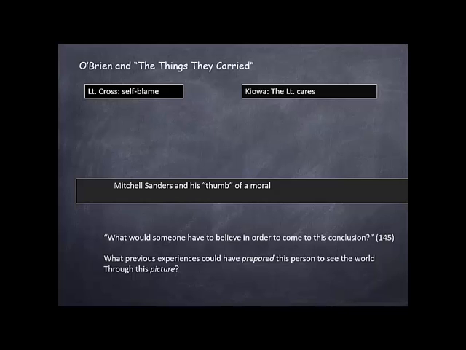At one point on page 145, it says, what would someone have to believe in order to come to this conclusion? We could apply that to any of the characters here, O'Brien, with Wolf, with your own papers, I hope, because that's what you're really trying to study. You're trying to understand why people arrive at the conclusions that they do. What would someone have to believe, or what series of things would they have to believe in order to reach this conclusion? Or, to put it in my words, what previous experiences could have prepared this person to see the world through this picture? Why is it that they have come with these set of expectations, with this preparation, to see the world as they have? Don't just immediately judge it as wrong. Try to understand where it came from. That will be the analysis of assumptions.